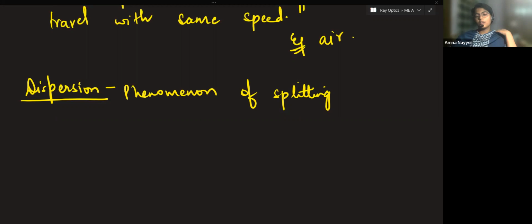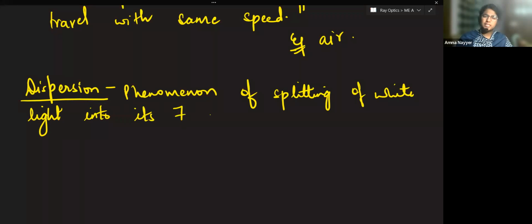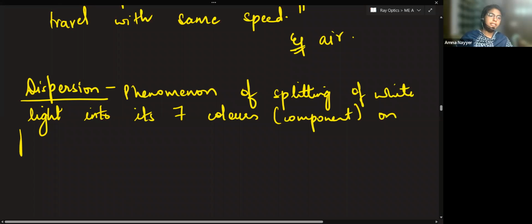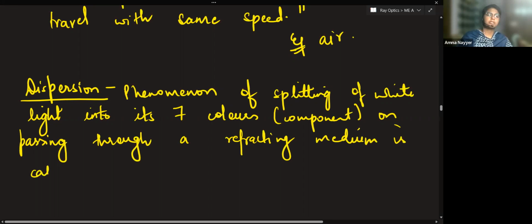So it's the phenomenon of splitting of white light, the white light that is coming, into its component colors, its 7 colors, on passing through a refracting medium, is called dispersion.